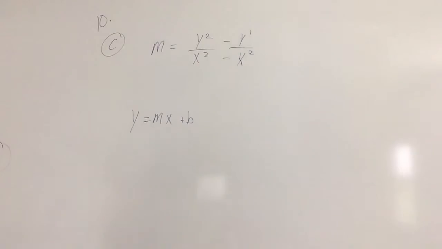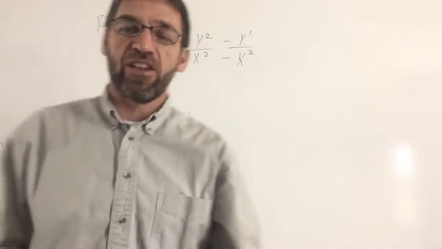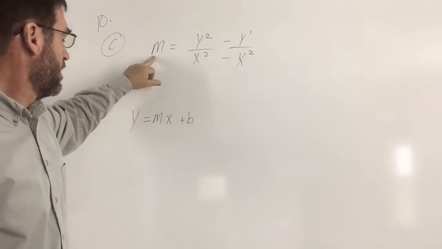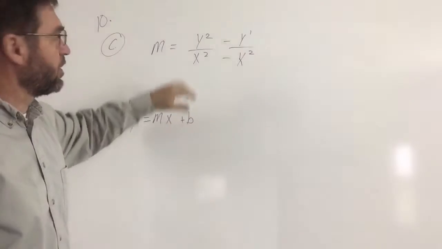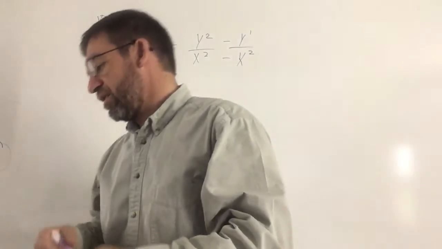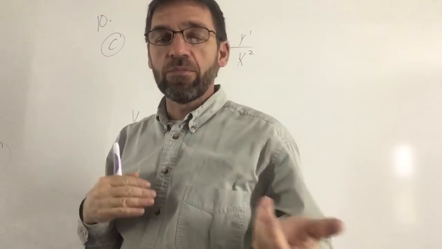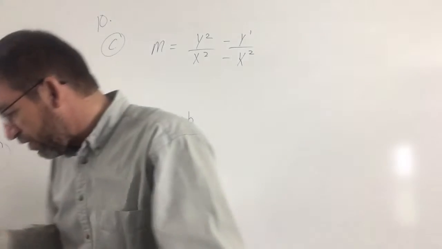To calculate the equation of the line, you have to use the slope formula, the M formula, and then you use the Y equals MX plus B. Here you have to find 2 points on the line. So you find one up at the top, one down at the bottom. It doesn't really matter which ones you find. I'll tell you which ones I find.